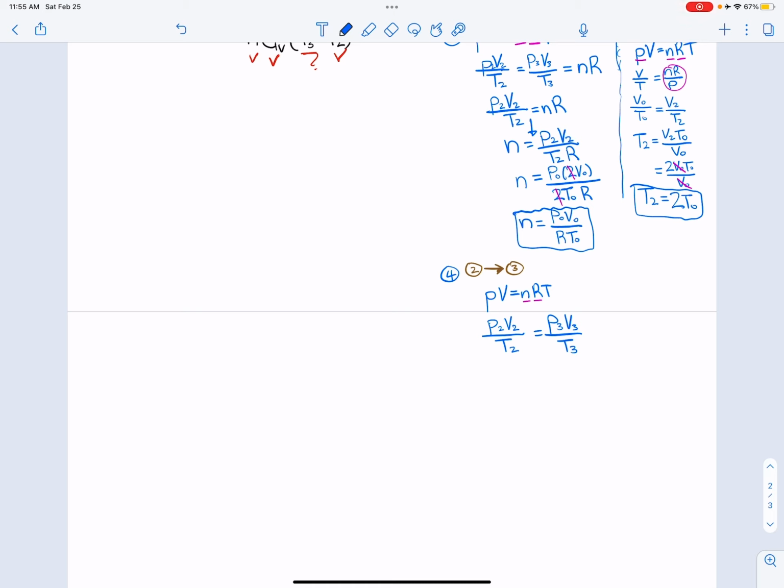Okay, so now I will write this in terms of T3. I'll rearrange this in terms of T3. And that would be P3 V3 over T2 over P2 V2. Right.